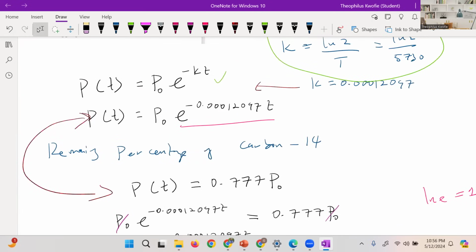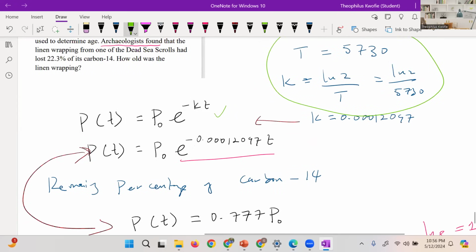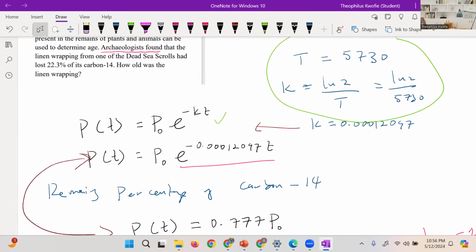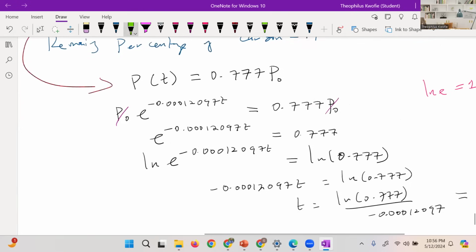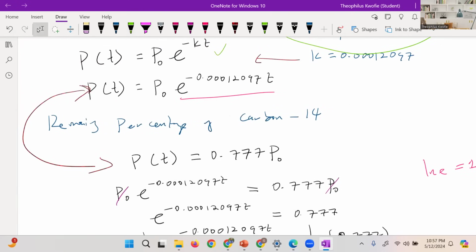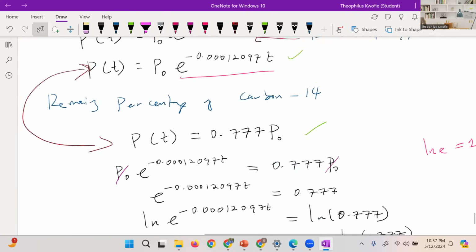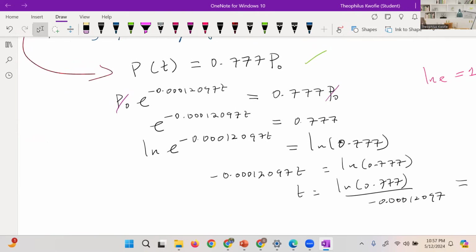If that's the case, we can just plug it back. This part has been given to you, which means the e to the decay factor has already been taken into account. So you only have to multiply it by the initial amount, the initial scroll. Let's take note of that. Now, since we have these two, at this point we can equate them to find the time, or how old the linen wrapping is.